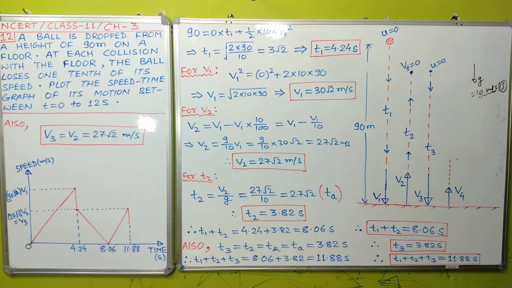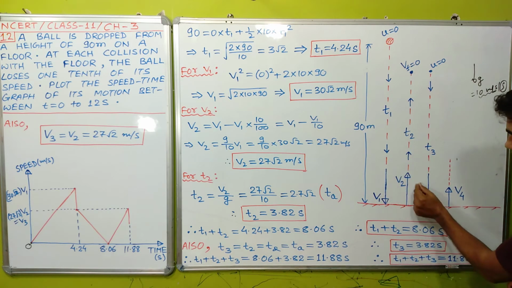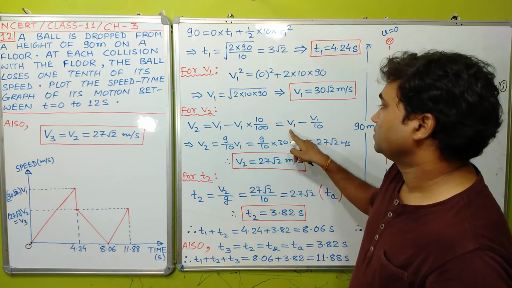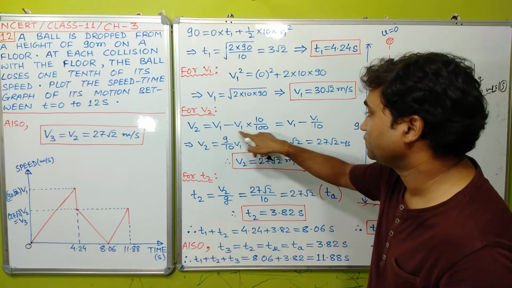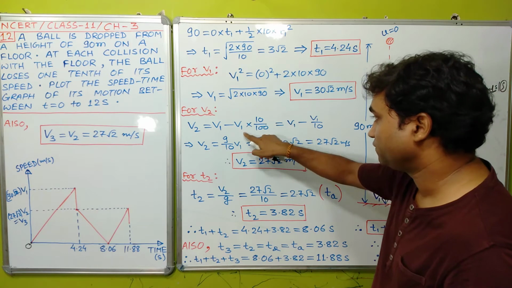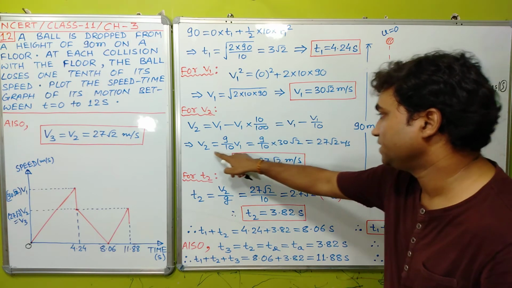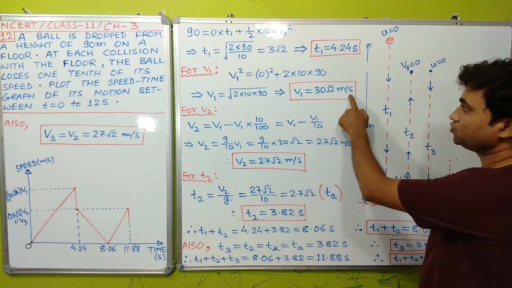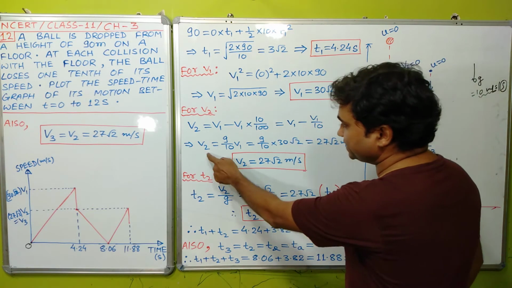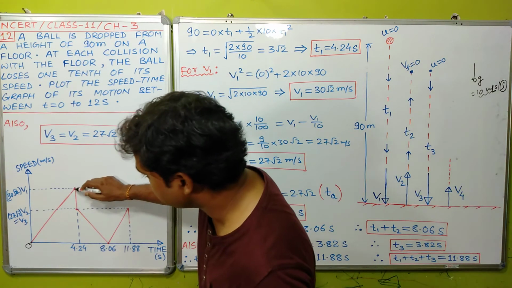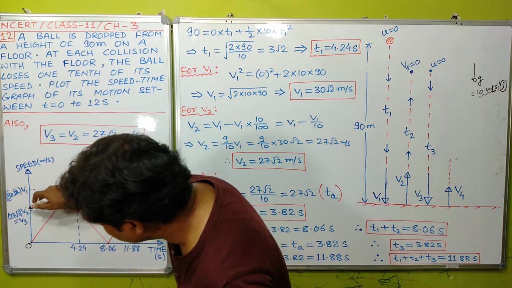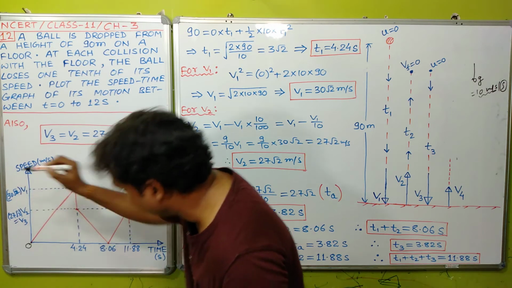Okay, now what happens thereafter, as the question is saying, if the ball rebounds with a speed v2, then the value of v2 will decrease by 1/10 of its initial speed, meaning v2 equals v1 minus v1 by 10, 10% of v1. Since we have v1 equals 30√2 meter per second, after putting its value we will get v2 equals 27√2 meter per second. You can see here its speed will suddenly decrease from v1 to v2, 27√2 meter per second.